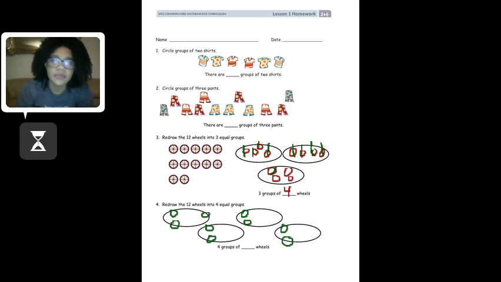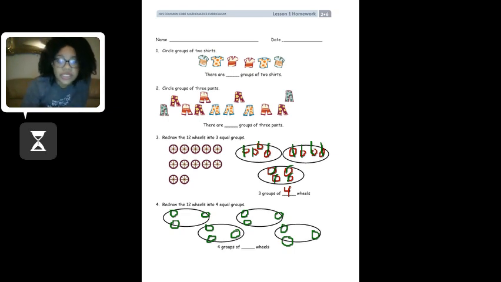I'm going to take this one and put it on this three-wheeler. I'm going to take another one and put it on this three-wheeler, and then I'm going to take the last wheel on that last car and put it on my last three-wheeler. Now we redrew them. The 12 wheels are now in 4 equal groups, on 4 different three-wheelers, because each three-wheeler, let's see, 1, 2, 3, 4, each group has 3 wheels on it.